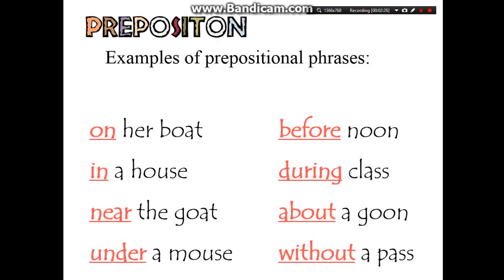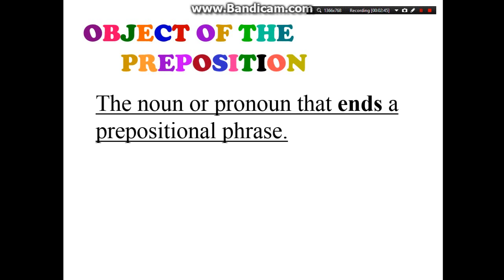Here are some examples that you can write. You can choose 2 or 3 of these to write. On her boat, the preposition is on. In a house, the preposition is in. Near the goat, the preposition is near. You get the idea. Choose a couple, write them down. Now you can close that flap, and we're going to move on to objects of the preposition.